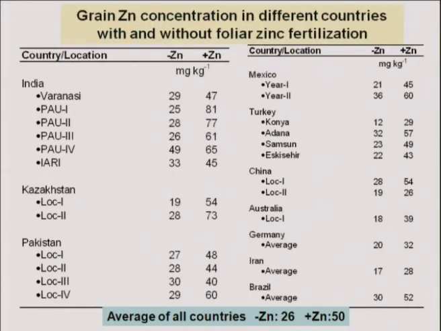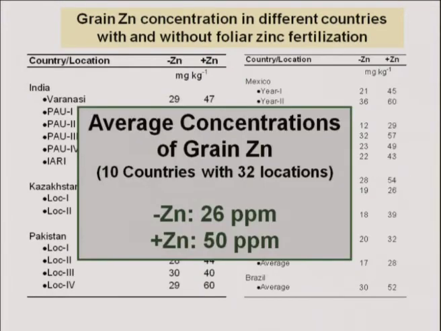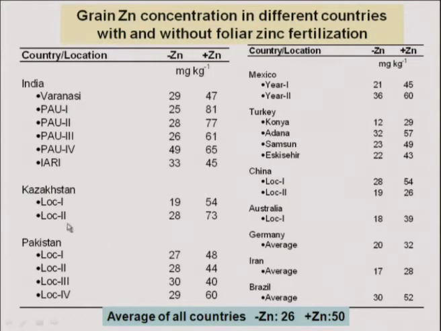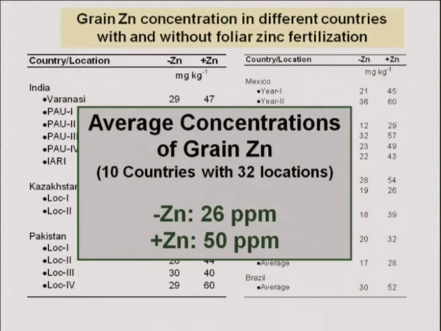But you know, the main aim of this program was to increase the zinc concentration in the grain. When you look at the grain zinc concentration with and without foliar application, we had trials in India in 6 locations, Kazakhstan 2 locations, Pakistan 4 locations, Mexico, Turkey, Australia, Germany, Iran, and Brazil. The average zinc concentration in 10 countries with 32 locations is 25-26 ppm. When you spray zinc sulfate to the foliage, you can double the grain zinc concentration. I have to say, all plant breeders and molecular biologists dream of this nice increase. But you can do this just by spraying zinc sulfate, and you can very easily increase zinc in wheat grains.